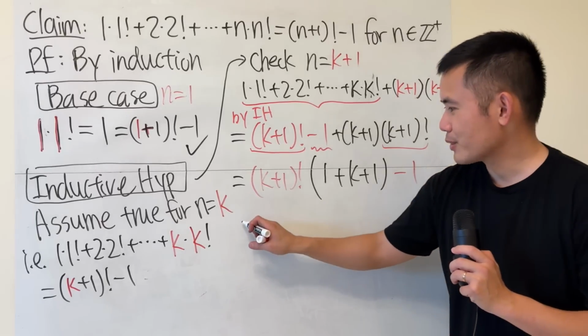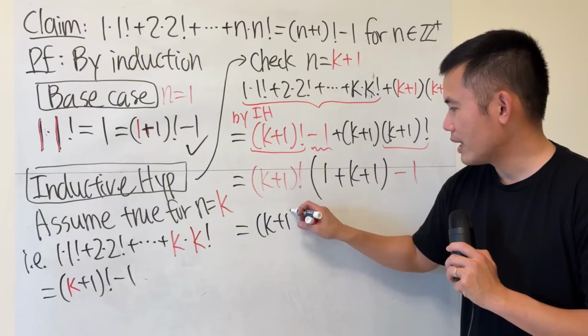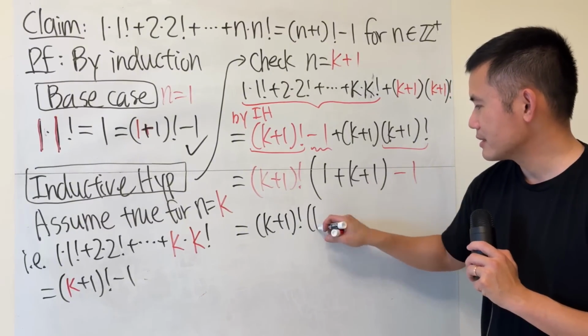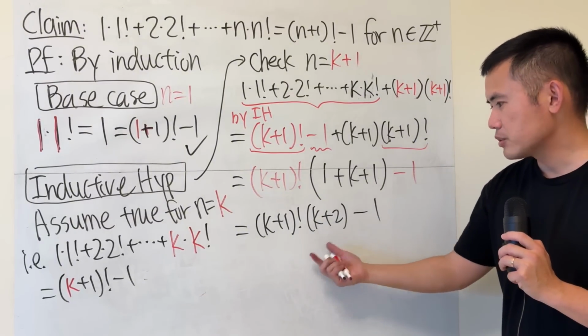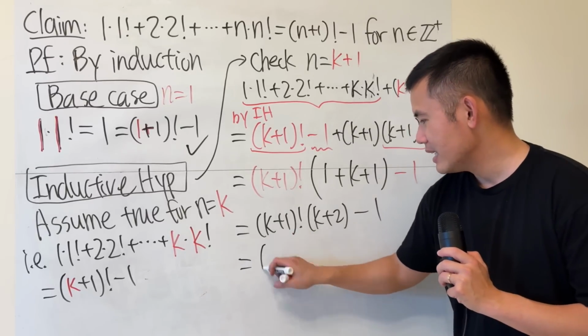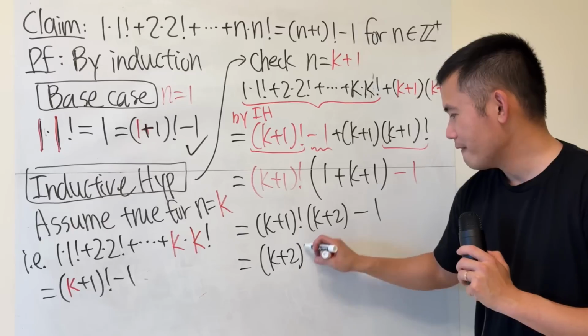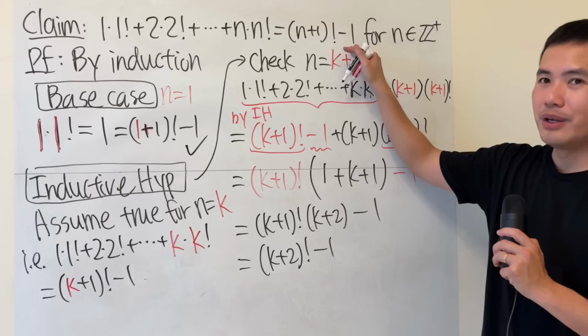Okay, so I'm just going to write it like this. This is (k plus 1) factorial times this, which is (k plus 2), and then minus 1. (k plus 2) times (k plus 1) factorial is precisely (k plus 2) factorial minus 1, which is pretty much this right here already.